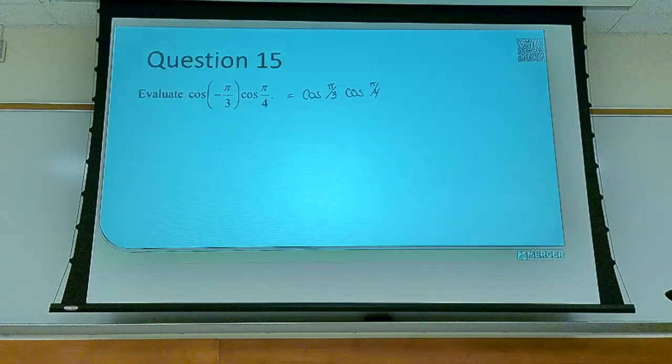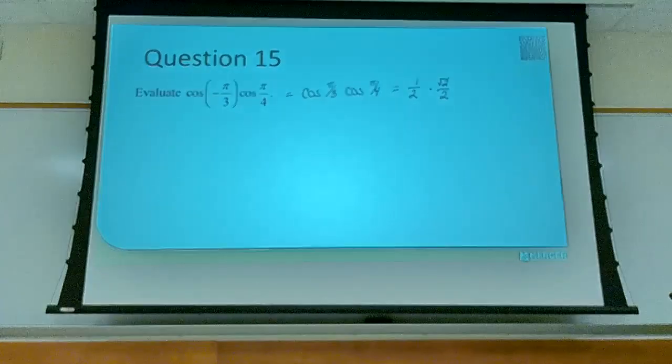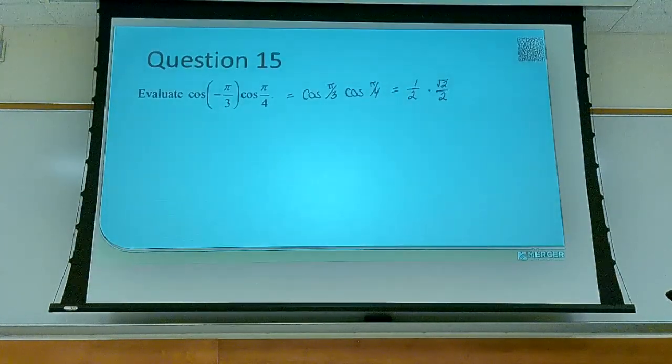I know cosine of pi over 3. I know cosine of pi over 4. Cosine of pi over 3 is 1/2. Again, you can read that right from the unit circle. Cosine of pi over 4 is root 2 over 2. Root 2 over 4 is their product.